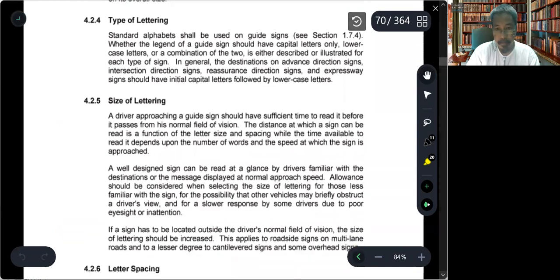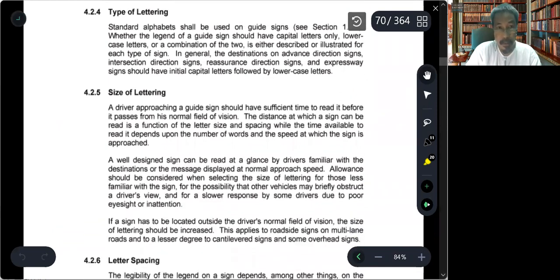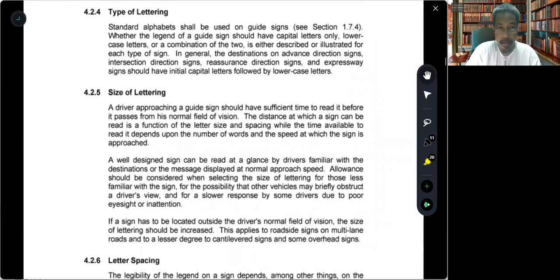So we have to use standard alphabets, okay? Whether the legend on the guide signs should have capital letters only, lowercase letters, or a combination of the two is either described or illustrated for each type of sign. In general, the destination of advanced direction signs, intersection signs, reassurance direction signs, and expressway signs should have initial capital letters followed by lowercase letters. So those are the type of lettering that must be followed.